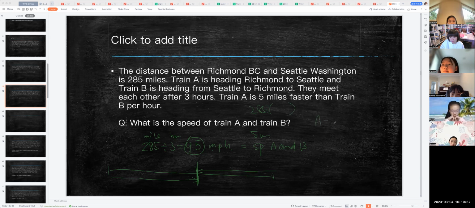So A plus B equals 95, right? And we know train A is 5 miles per hour faster than train B, so A minus B equals 5, correct? If you add them together, 2A equals 100. So A equals 50 miles per hour. So B equals what? 45 miles per hour. Get it?